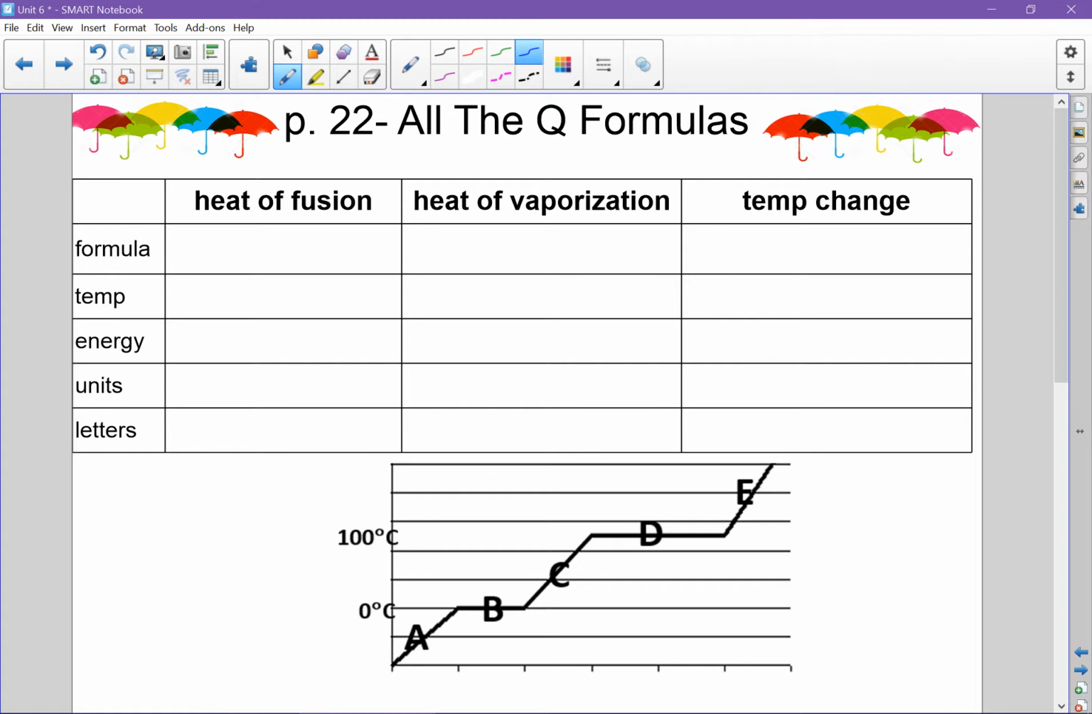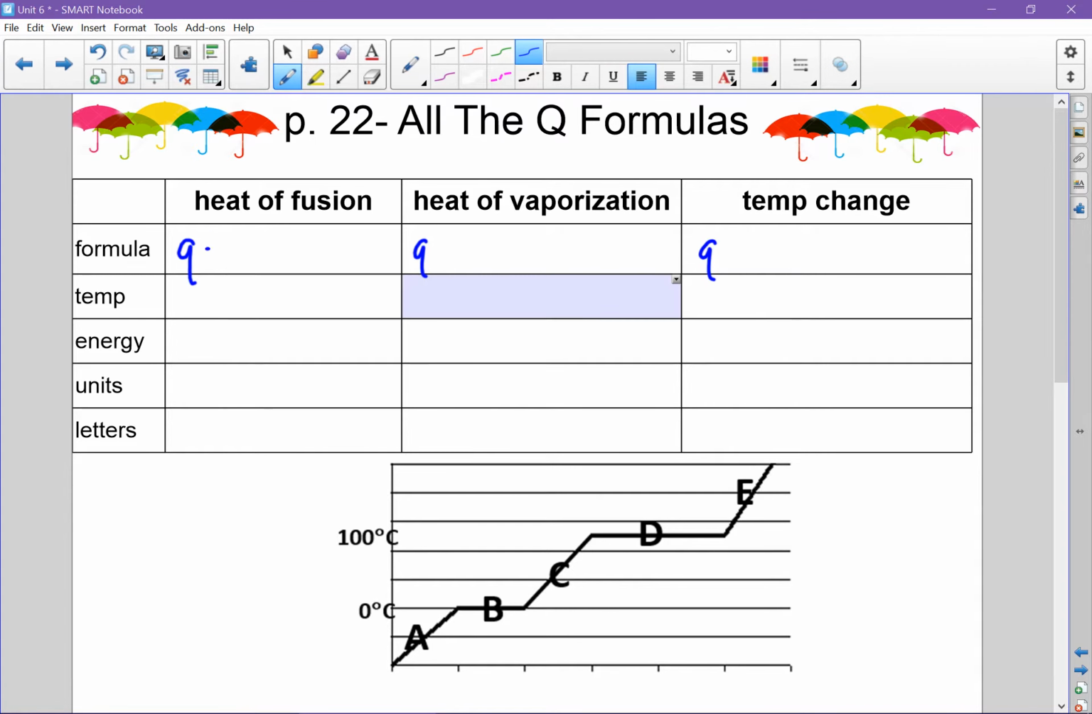Hey guys, so I'm going to give you a little bit of help on page 22 where we put all these Q formulas together. This is the really important part of all of these formulas and it's probably the hardest, so I'm going to walk through it with you and that'll make your homework easier. So we need to compare the three formulas that have Q's in them. All of these have Q's and our job is to tell the difference between them.